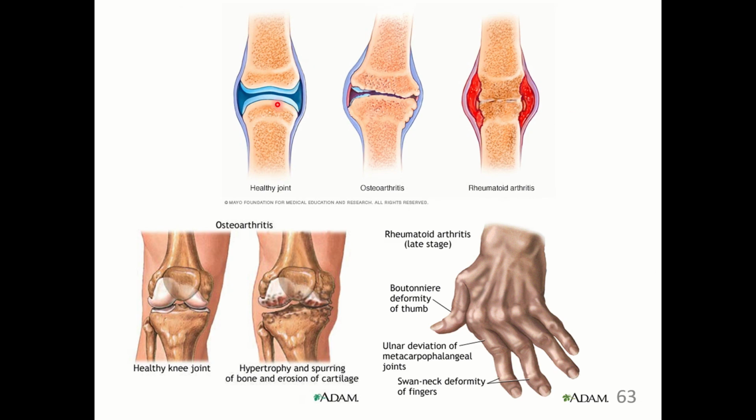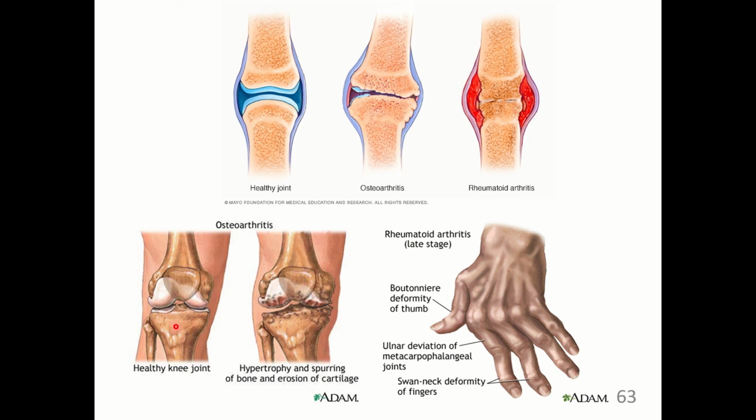This illustration shows the healthy joint with a nice articular cartilage and a good synovial cavity, versus osteoarthritis, where the articular cartilage has been degraded and the synovial cavity is collapsed. Then rheumatoid arthritis has the swelling around it and inflammation, filling with blood, and the bones will fuse together.